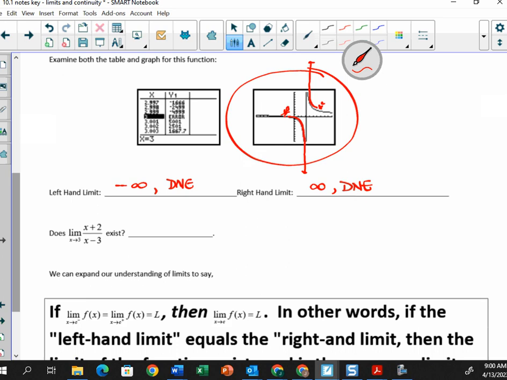All right, next one here. Does the limit as x approaches 3 of (x plus 2) over (x minus 3) exist? What does this graph look like? Vertical asymptote. Yes. Good.